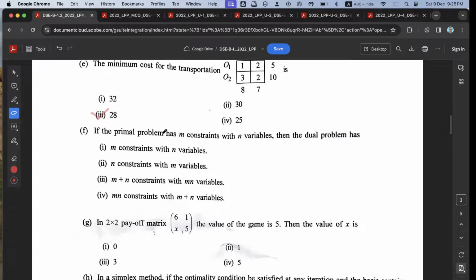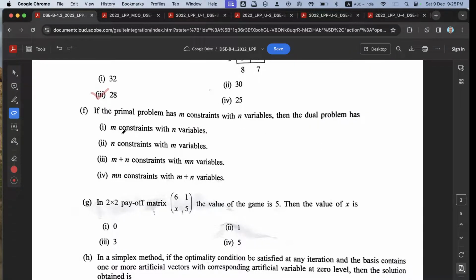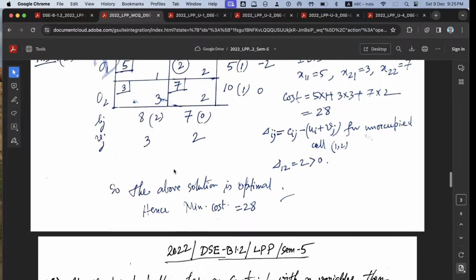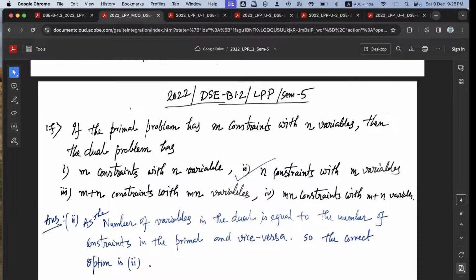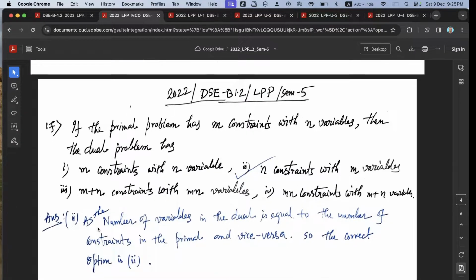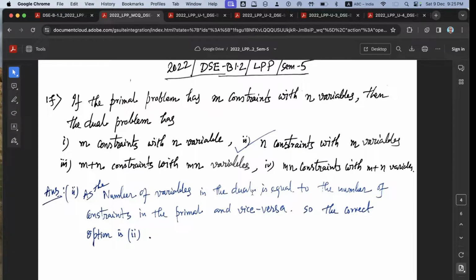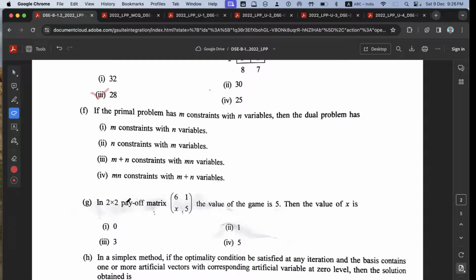Question A. If the primal problem has n constraints with n variables, then the dual problem has: the correct option is 2, n constraints with n variables. The number of variables in the dual is equal to the number of constraints in the primal and vice versa. Here the primal problem has n constraints and n variables, so the dual problem has n constraints and n variables. The correct option is 2.